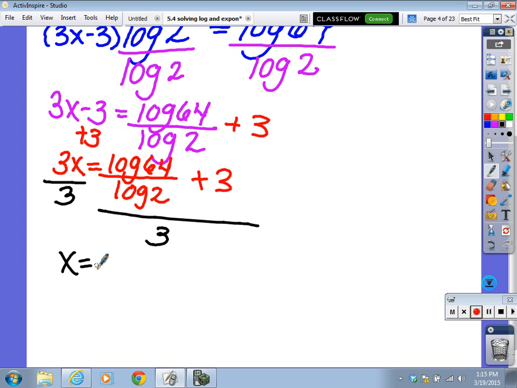I would just be typing it in your calculator as you go. You could do log of 64 divided by log of 2, hit enter, then add 3, and then divide by 3. You've got to do it in the right order, though. Do you understand that? So I showed all my work here, but I would type it in the correct order.